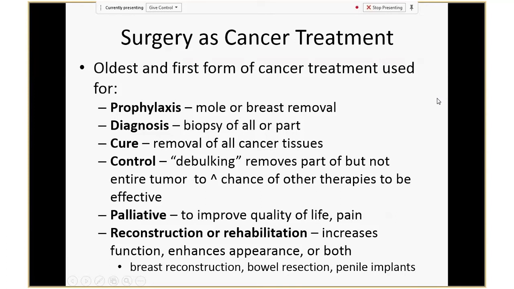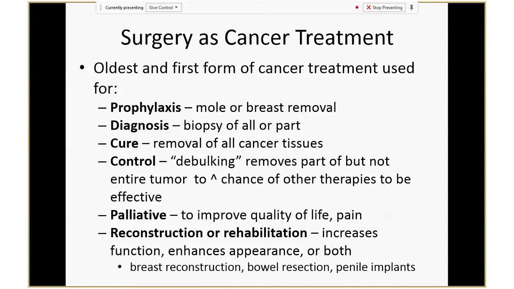So surgery is probably one of the oldest forms of cancer treatment used in the general population. And we've actually seen this over time because if you think about it, we have a tumor, get rid of it. Use surgery to get rid of the cancer process. Most common is a mole or breast removal. If we have a suspicion of skin cancer, obviously take the cancer out. Hopefully that'll affect it.